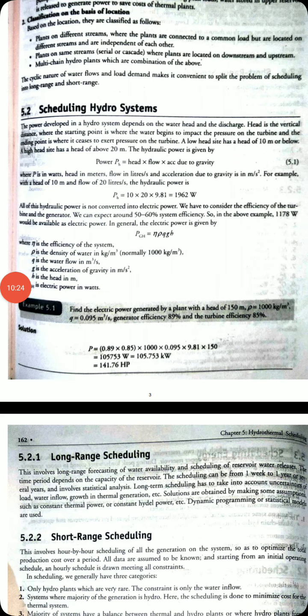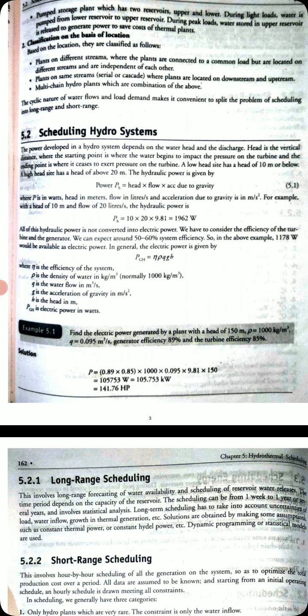One problem is given here. Find the electric power generated by a plant with a head of 150 meters, rho, the water density, is 1000 kg per meter cube, Q, the water flow, is 0.095 meter cube per second, the generator efficiency is 89% and the turbine efficiency is 85%. If you put in all the values, you will get 105.753 kilowatts, which is nothing but 141.76 HP of electric power generated from the above given data.